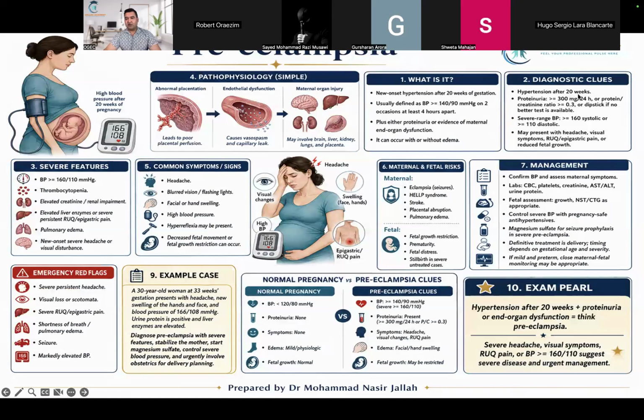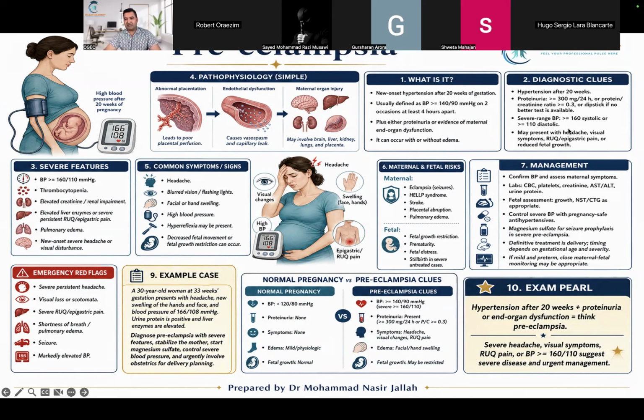Hypertension after 20 weeks, proteinuria is more than 300 milligram per 24 hours, or protein creatinine ratio is 0.3, or dipstick if no better test is available. So dipstick is not commonly used. Remember, if you see it, we don't use it unless all the other best tests are not available.